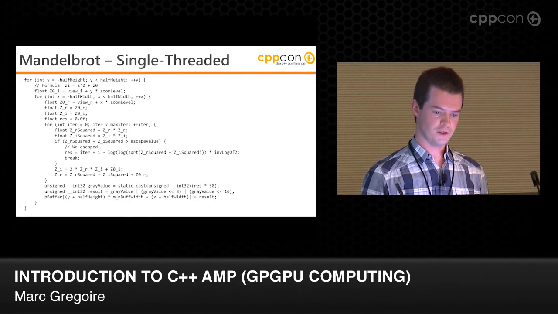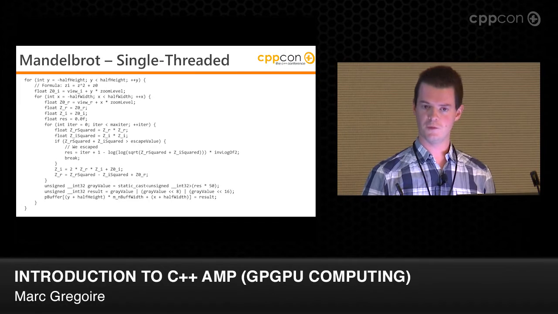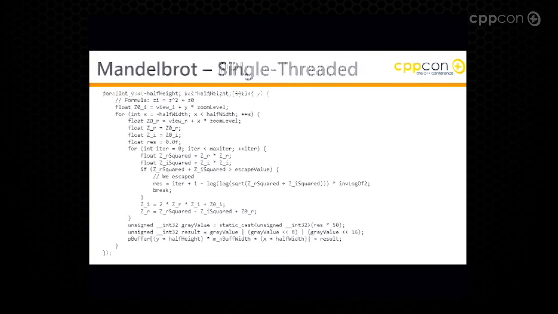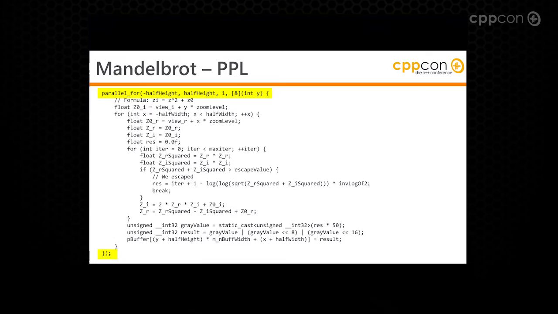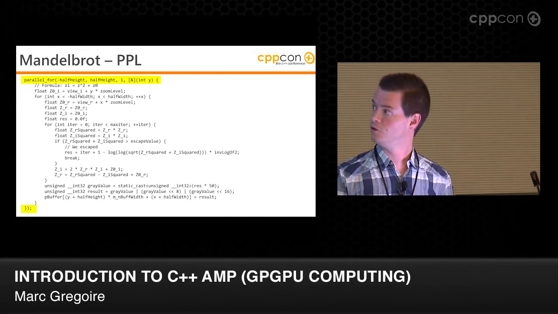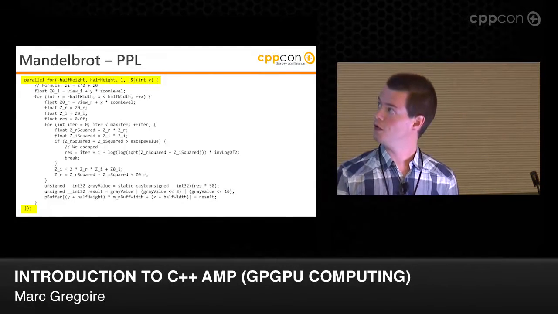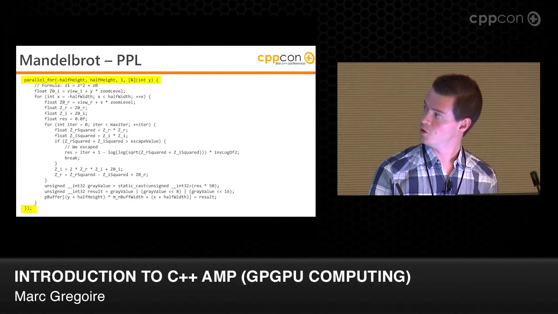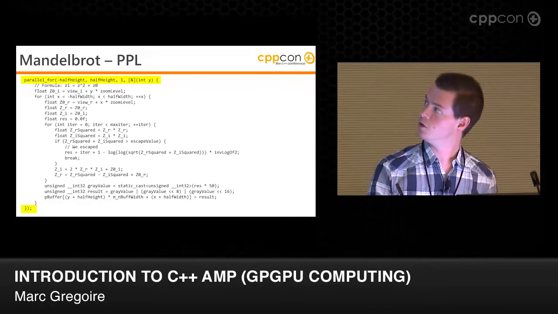If you want to convert this to a CPU parallel version using Microsoft PPL, it's actually very simple. I'm not sure if you saw what changed, but it's basically just this. Instead of having a normal for loop, you just write parallel for. You say that it has to loop from minus half height to half height with a step size of 1. And then the body of the original for loop, you convert to a lambda. And that's basically it. And at the end, you have to close your parallel for function call.